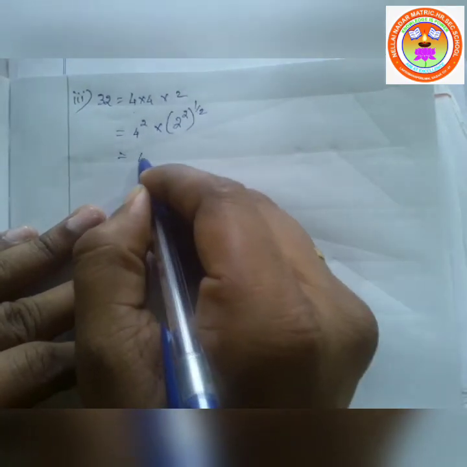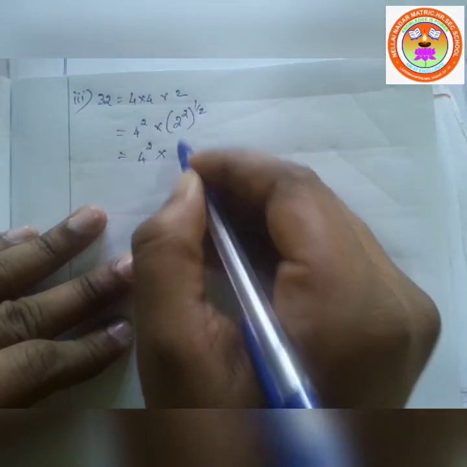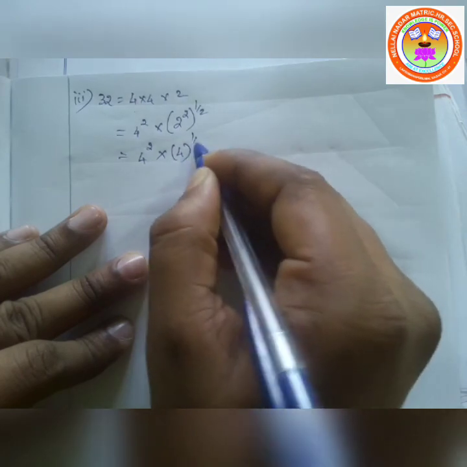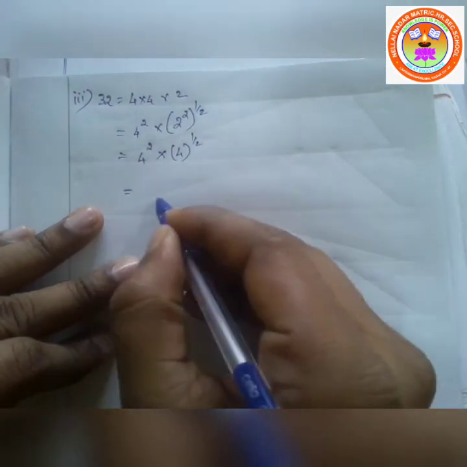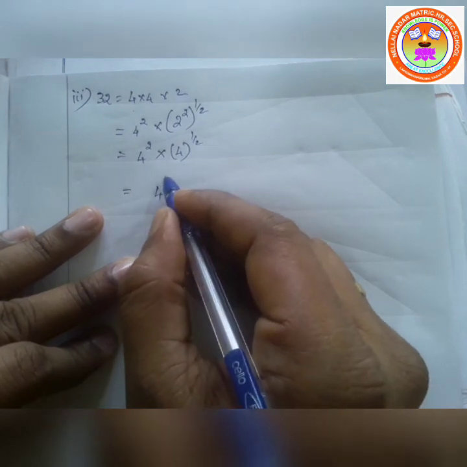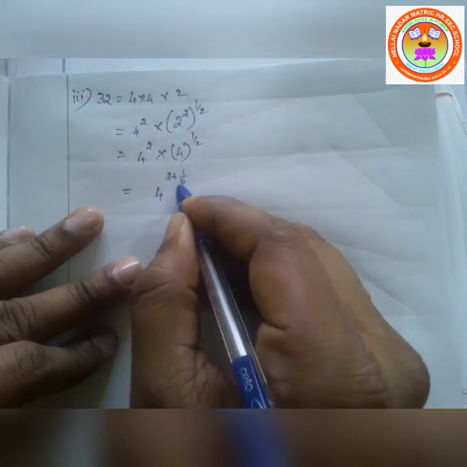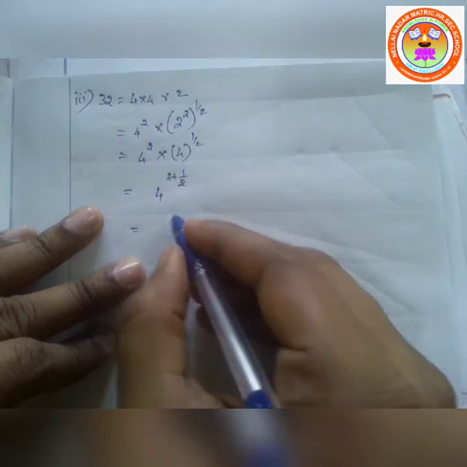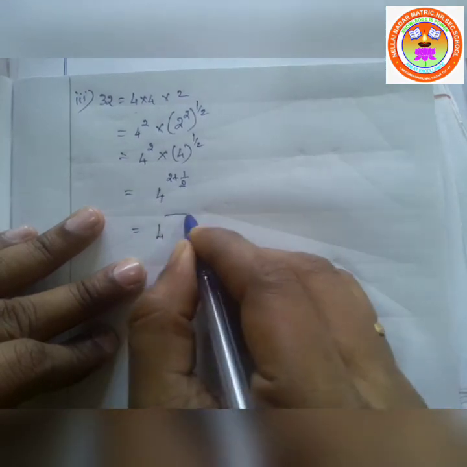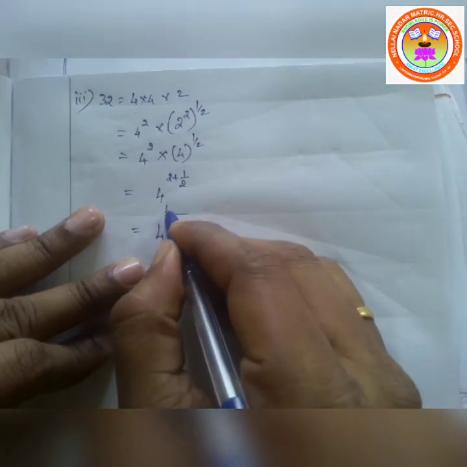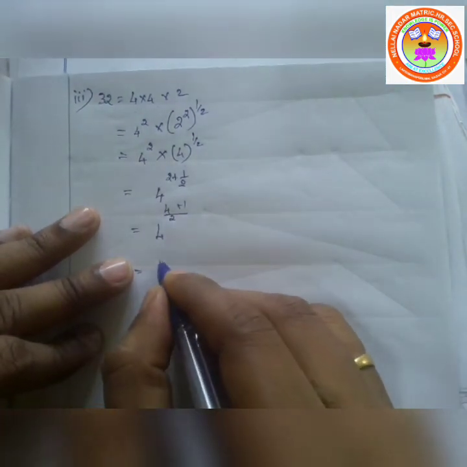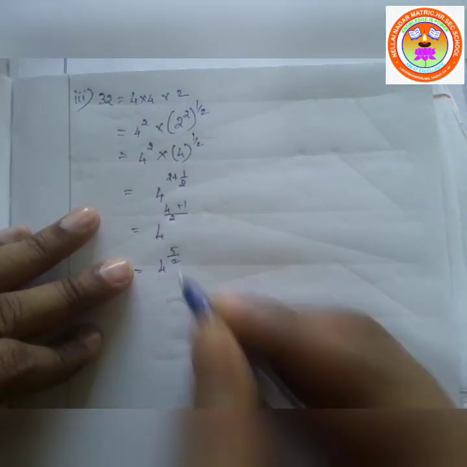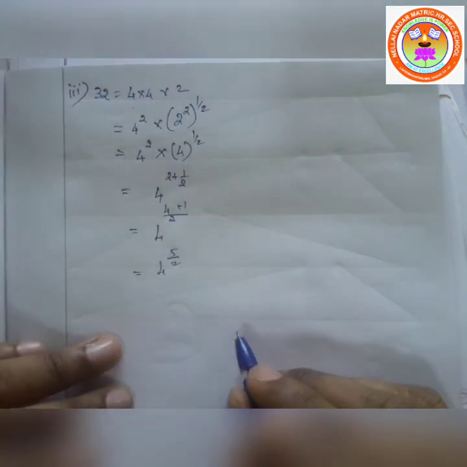So now this is 4 power 2 into 4 power 1 by 2. Now the bases are same, we have to add the power. So it is nothing but 4 power 2 plus 1 by 2. How to add this? So 4 power, the denominator is 2, 2 2s are 4, 4 plus 1. So what is 4 plus 1? 5. So 4 power 5 by 2 is the answer. Are you able to understand, children?